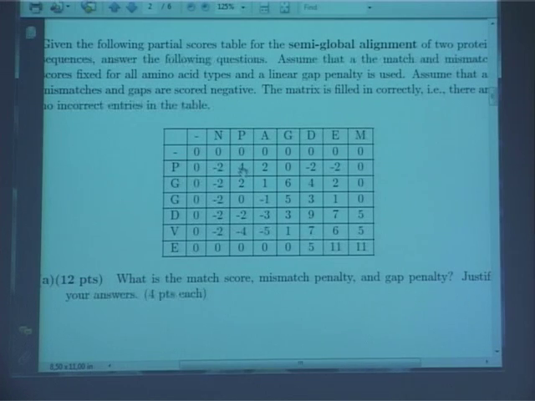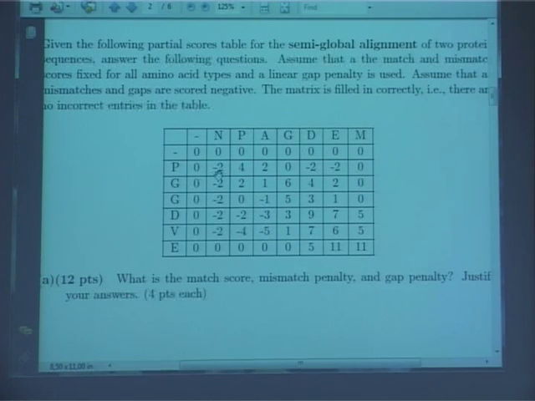So here, we understand that we come from the diagonal, and the previous score at this diagonal was 0. So the match of this P with another P is going to be 4. This is our match score. So our match score is 4. Now, let's try to find the mismatch penalty and gap penalty by analyzing this matrix.